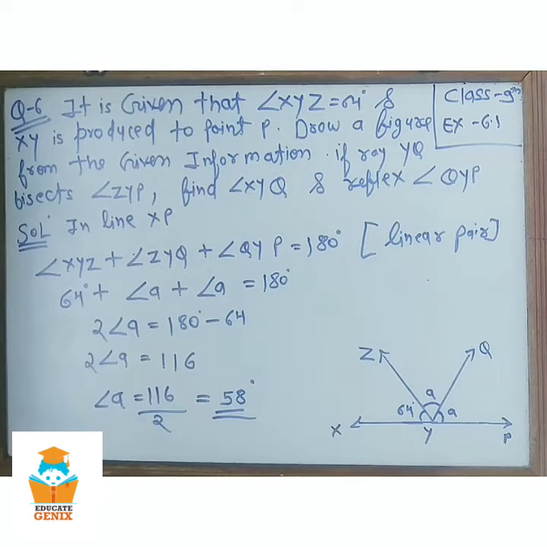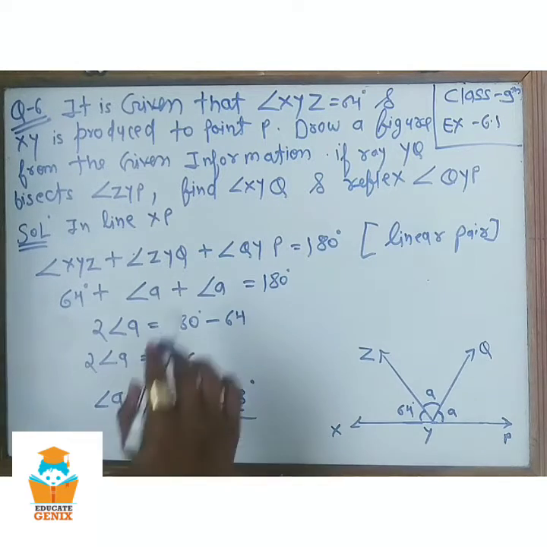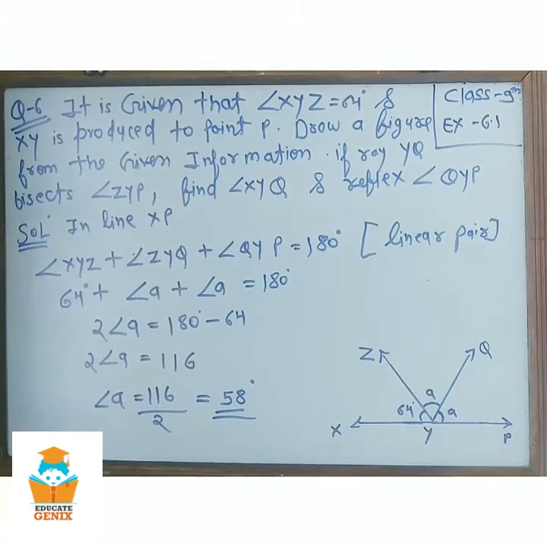So here what we have to find? XYQ. For XYQ we have to add angle XYZ and angle ZYQ. Let's see on the next page. First we are going to mark this. We had already found angle A as 58 degrees. Therefore, we are writing here A equals 58 degrees. On the next page, further continue.